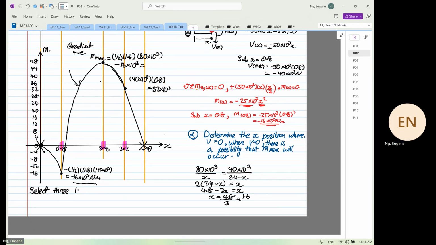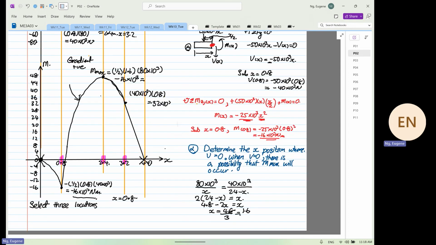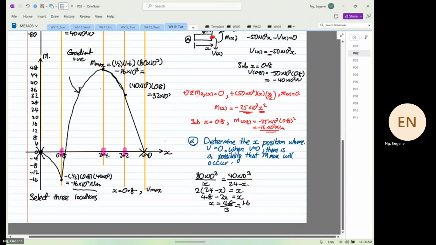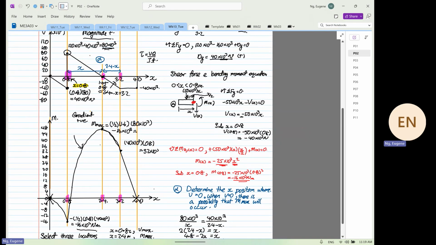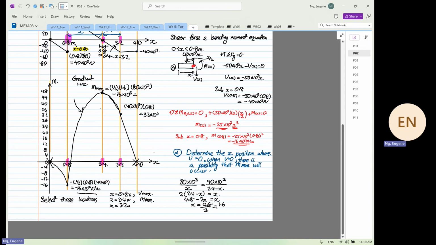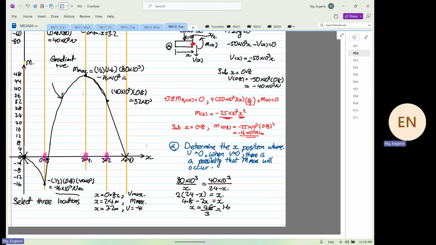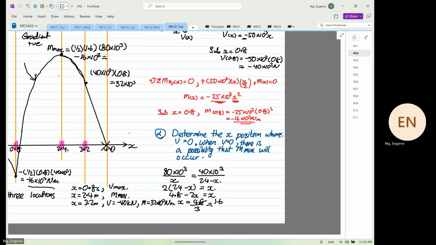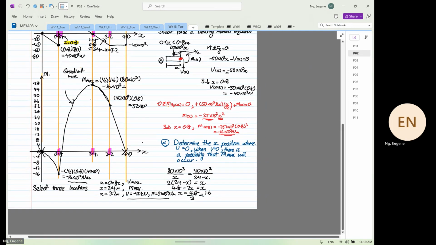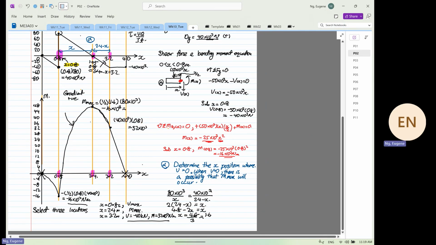These 3 locations: when x is equal to 0.8, why? You have Vmax, right? And when x is equal to 2.4, you have Mmax. Now, why did we pick x is equal to 3.2? If you look at x is equal to 3.2, it somehow has the best combination of both, yes or no? It has V equal to minus 40 kilonewton, and M is equal to 32 times 10 to the power 3. So is the best of what? Okay, so you have to check 3 positions.